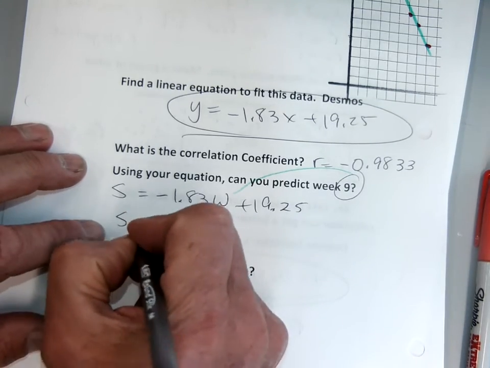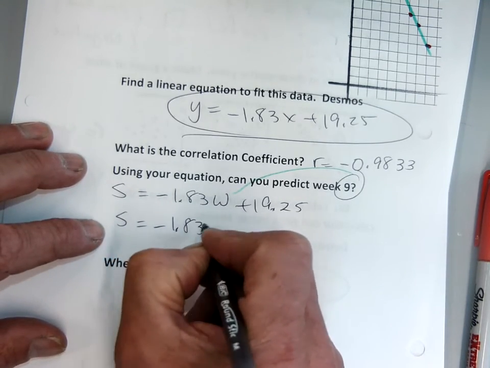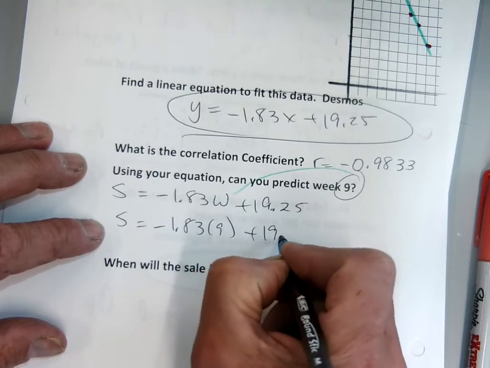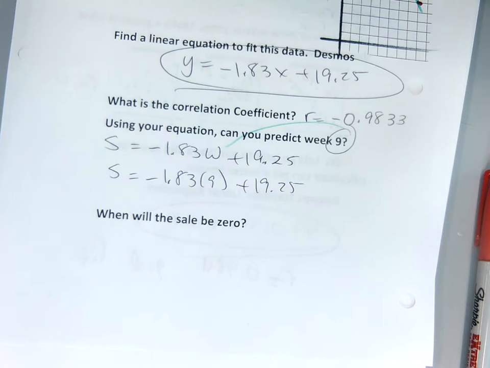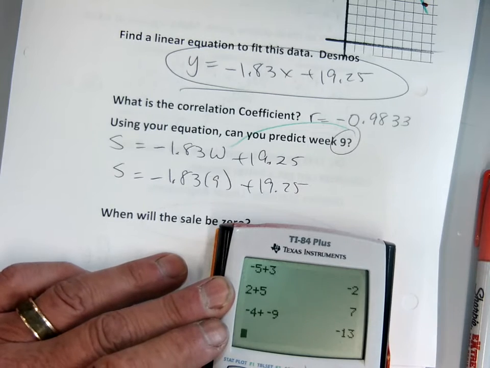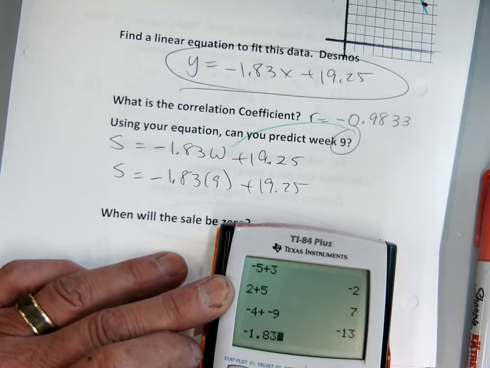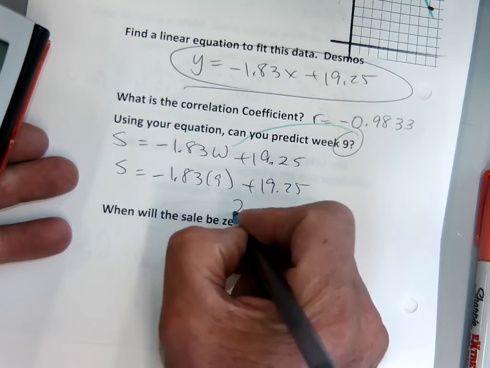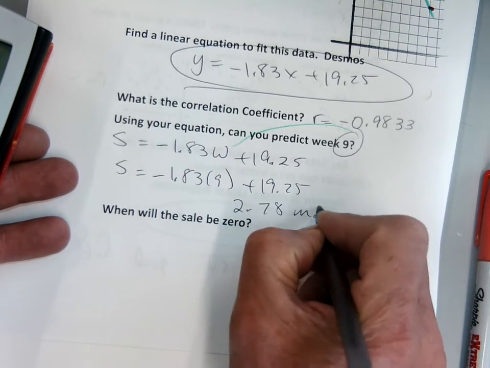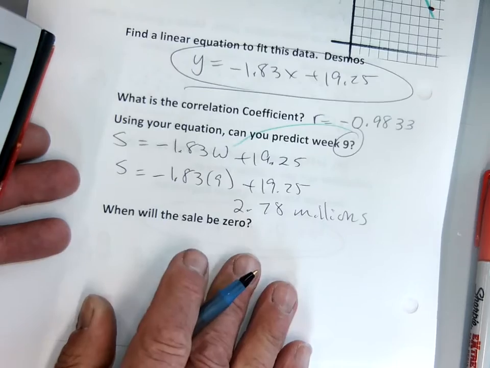So we'll go sales equals a negative 1.83 times 9 plus 19.25. And then I'm just going to go ahead and use my calculator to get that answer, which now I don't know where my calculator is, but hey, thank you. Boy, I'm really being challenged today, aren't I? Negative 1.83 times 9, right, plus 19.25. I get an answer of about 2.78 million. So 2.78 million is my sales, because everything's in terms of millions.